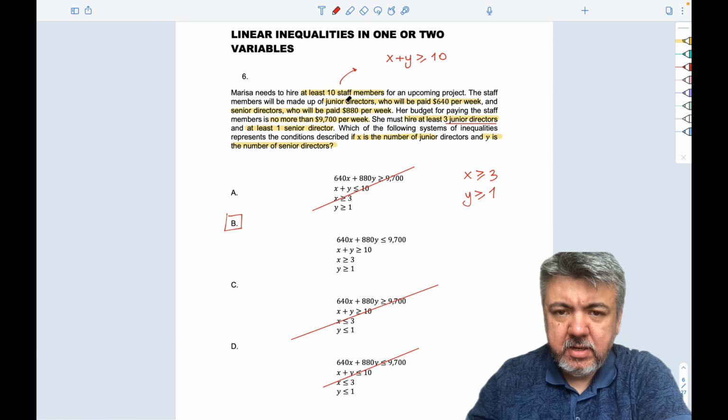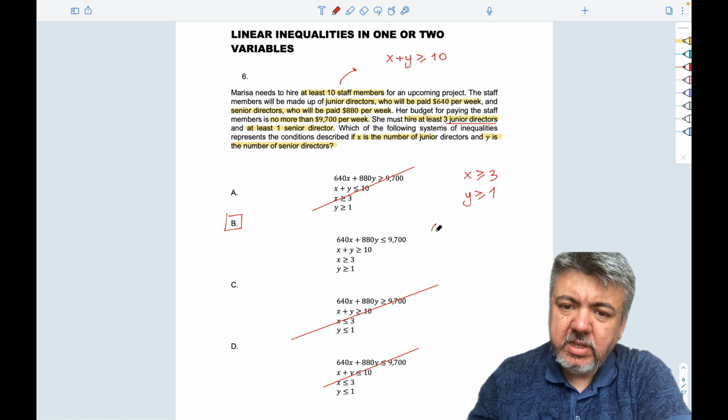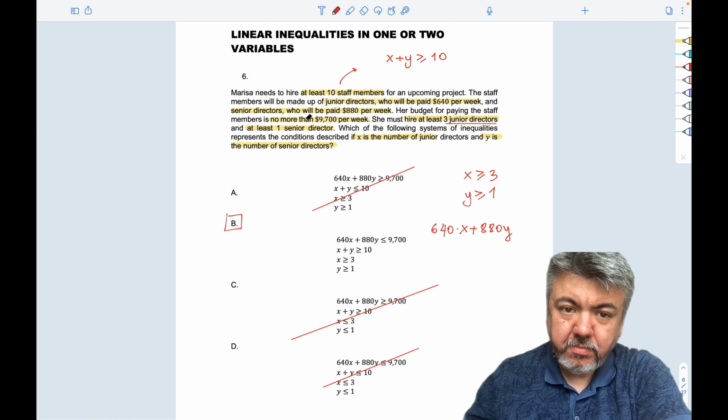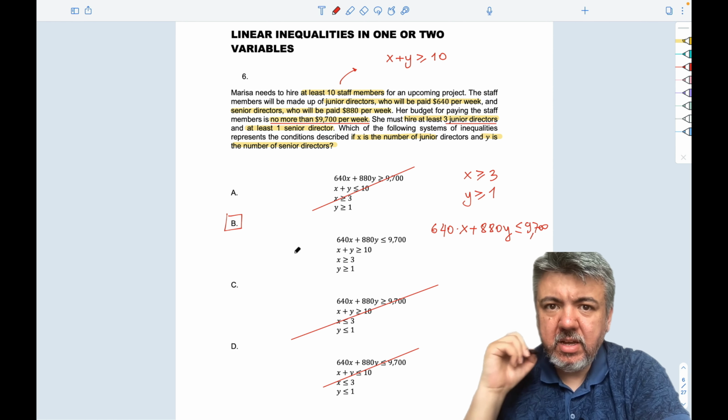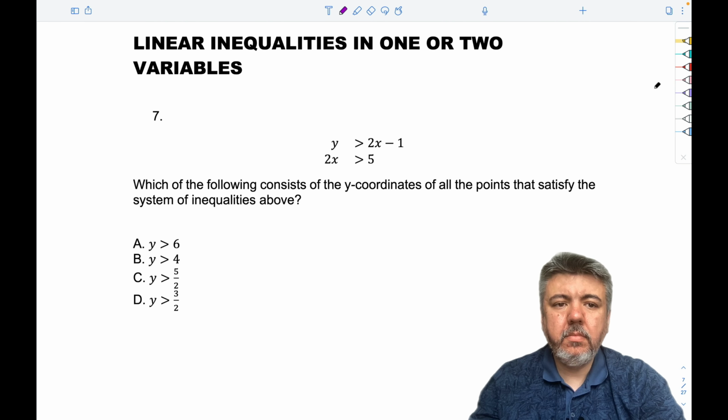And the final thing is 640 for each junior plus 880 for each senior. No more than 9,700. That's less than or equal to this one. So choice B is the correct answer.